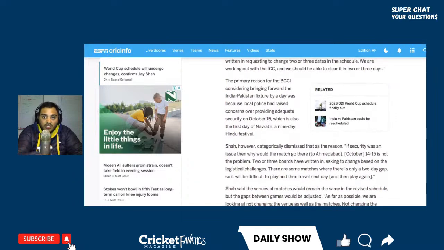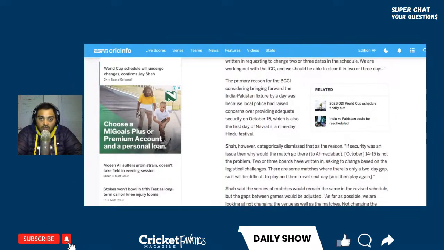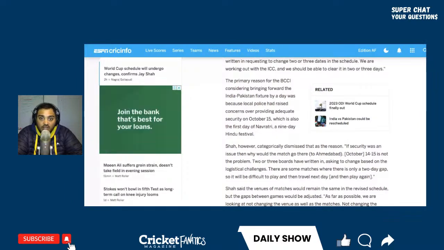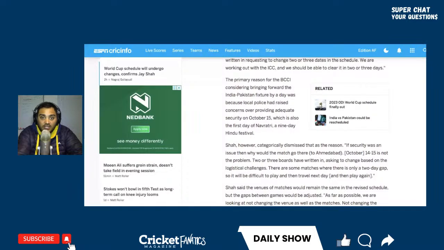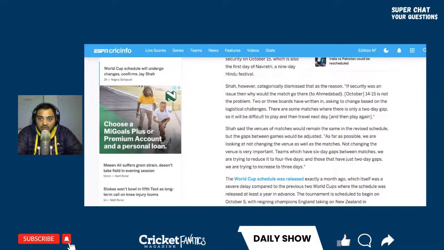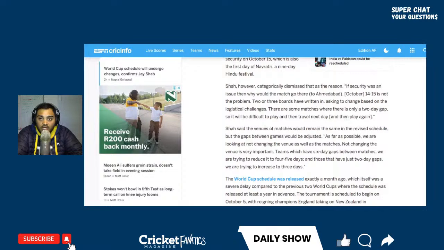The primary reason for the BCCI considering bringing forward the India Pakistan fixture by a day was because local police had raised concerns over providing adequate security on October 15, which is also the first day of Navratri, a 9-day Hindu festival. Shah, however, categorically dismissed that as the reason. If security was an issue, then why would we go there? 14 to 15 is not the problem.